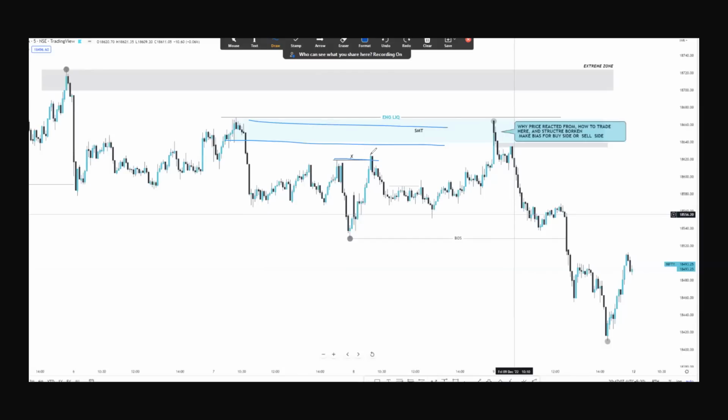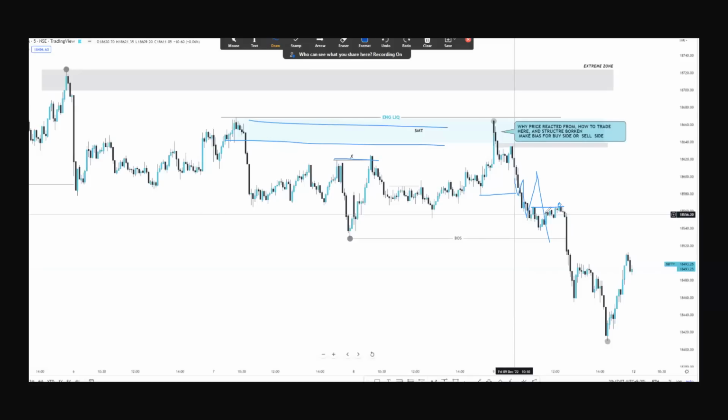These things happen sometimes. Like here, this is a shock. Change of character is here. So price taken out this high, you can sell here for the short term. Right? If price creates inducement like this, sweep, and you can sell here.